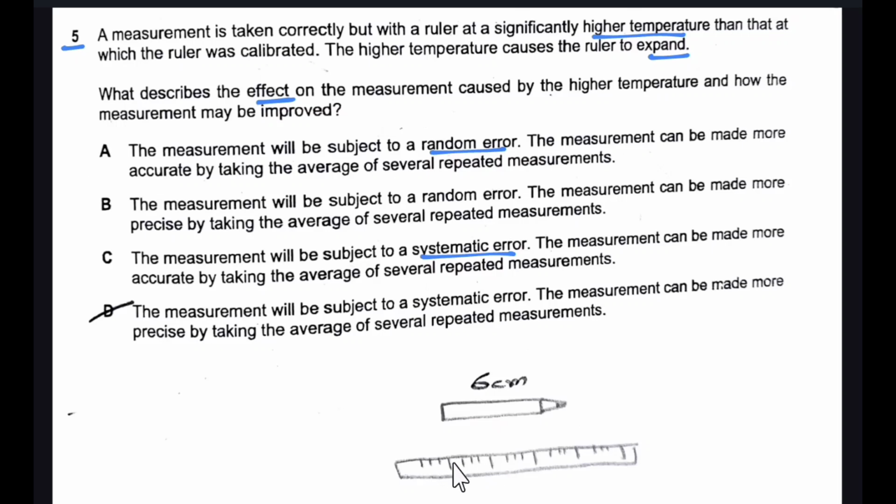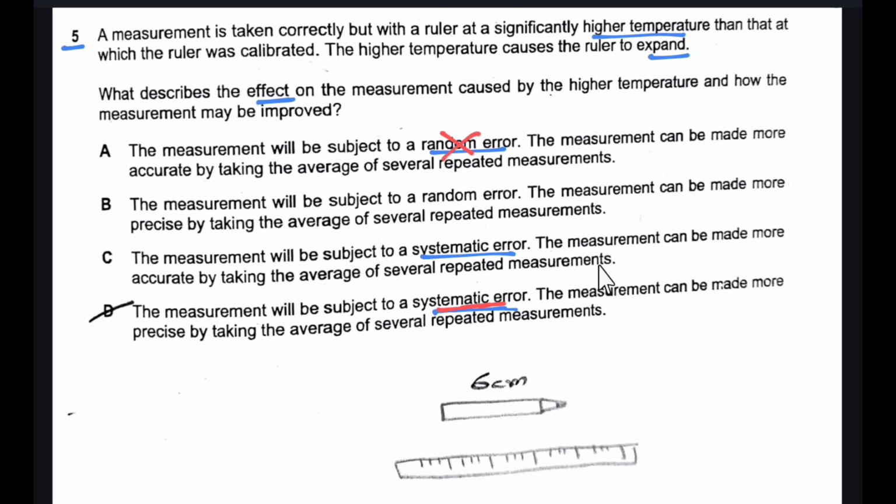And as we can see, there is an error in the system, that is the ruler, so it would be a systematic error. And the error would be consistent, that means it remains the same. Thus it is not a random error, it is a systematic error. Then, can the measurement be made more accurate by taking the average of several readings?